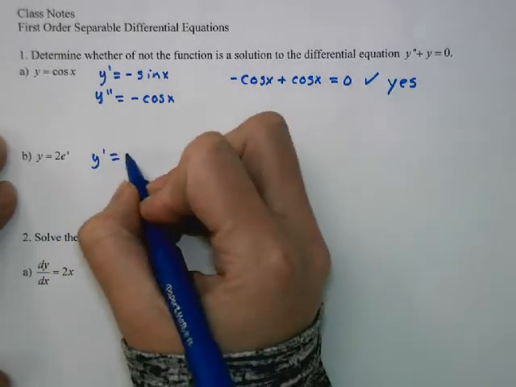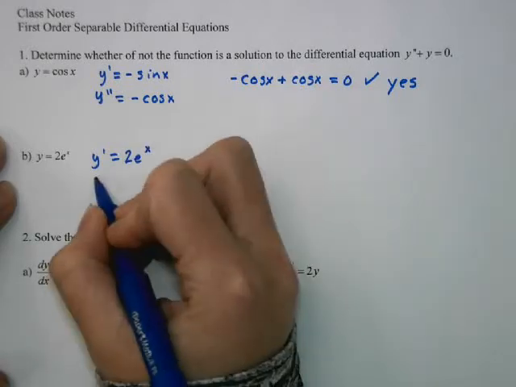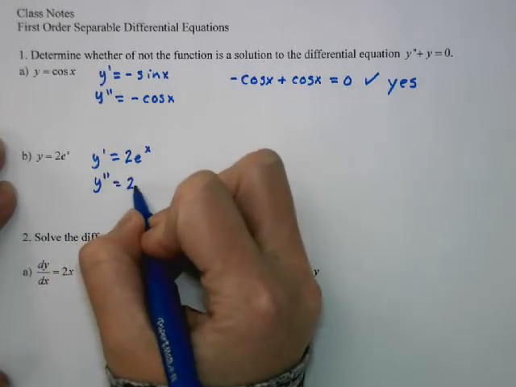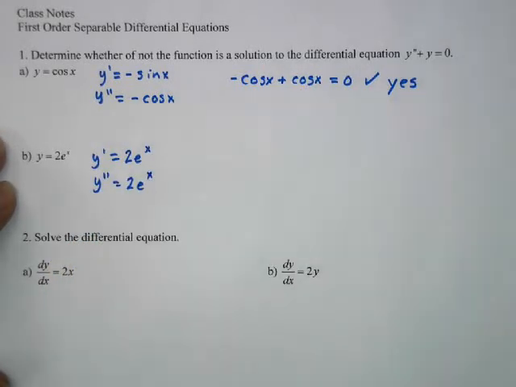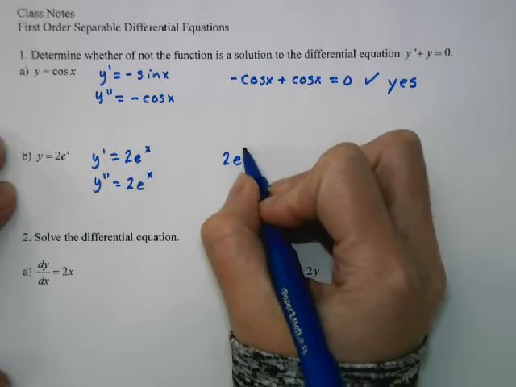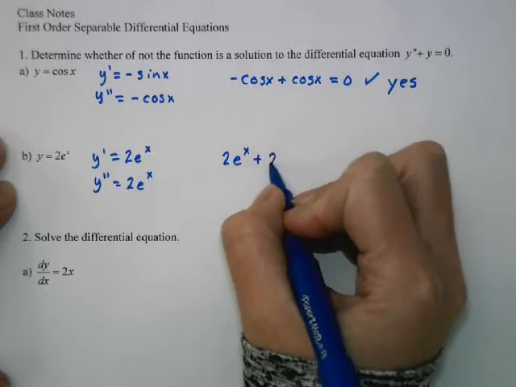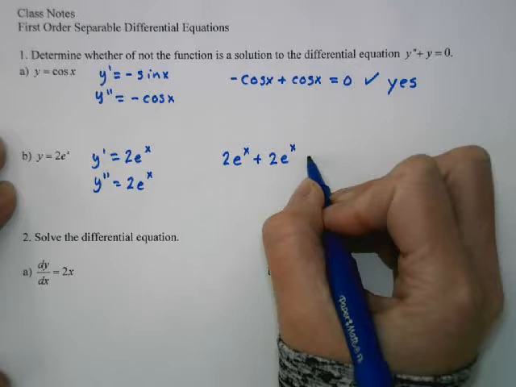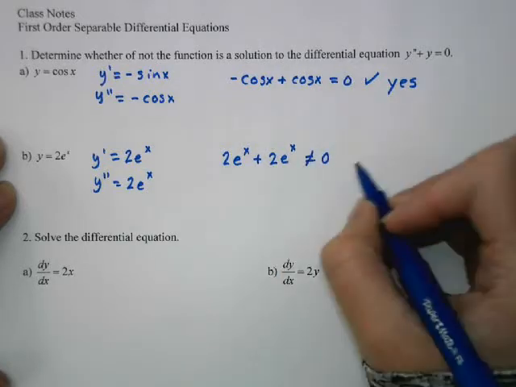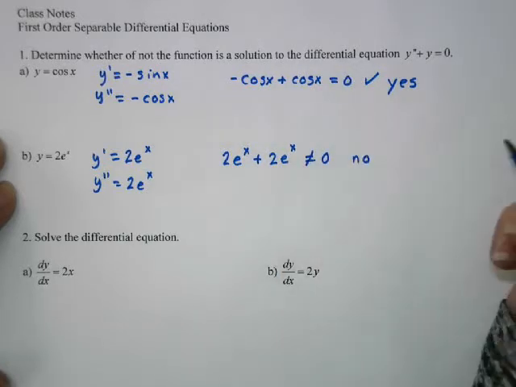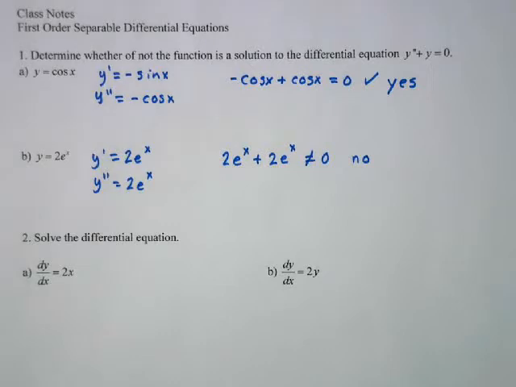2e to the x, if I take that derivative, is 2e to the x. If I do it again, it's still 2e to the x. So the second derivative is 2e to the x, and then we're going to add that to y, which is 2e to the x, which does not equal 0. So this is not a solution.